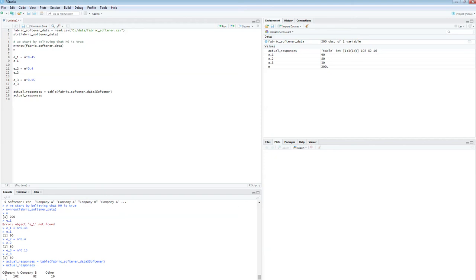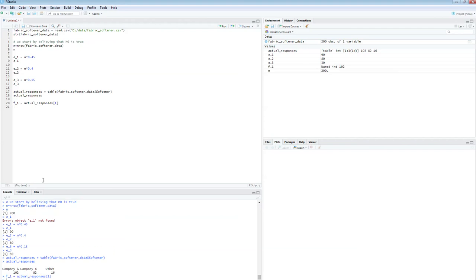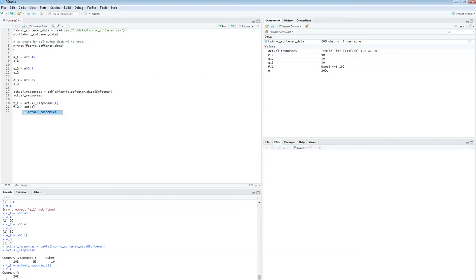Okay, so now let's take a look at the actual responses. They're alphabetically organized. You know that, we discussed that many times. The categories are listed in alphabetical order. So A comes before B, right? Therefore, company A is listed first, company B is listed second, and other, because it starts with O, is listed third. So these are my actual frequencies. I'm going to call F1, which happens to be company A, the actual responses, first element. So the actual frequency, F1, is 102. Now I'm going to do the same thing with the rest. My second actual frequency is the actual response number 2.